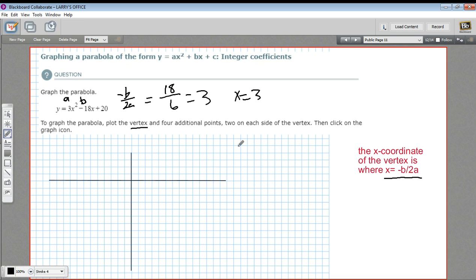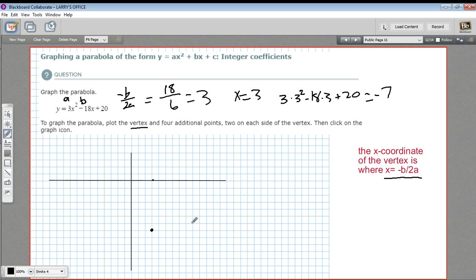But what's the y-coordinate for our vertex? Well, we can get that just by plugging it in to our original formula. So we're going to have 3 times 3 squared minus 18 times 3 plus 20. And you can pull out your calculator to calculate that all out. That's going to equal negative 7. So our vertex is at 3, negative 7. So let's plot that.